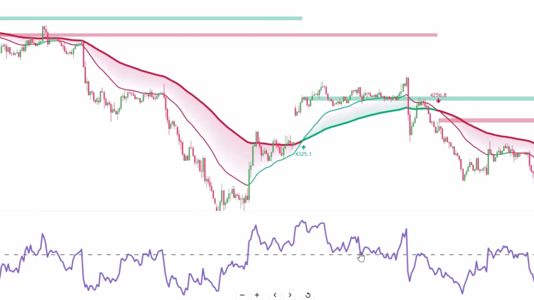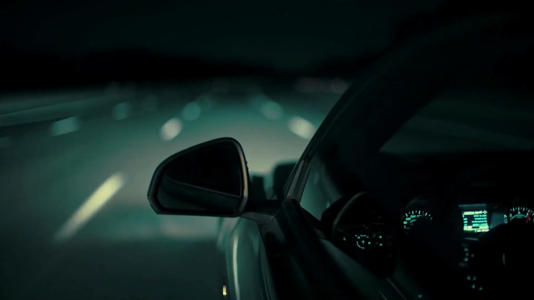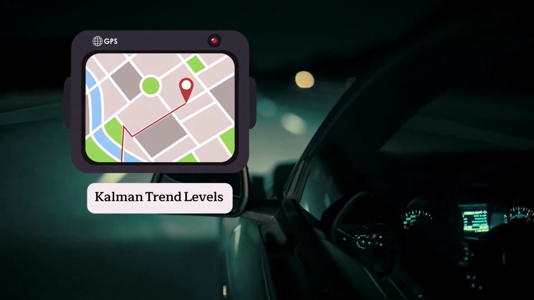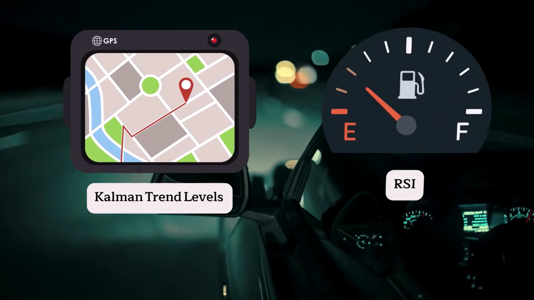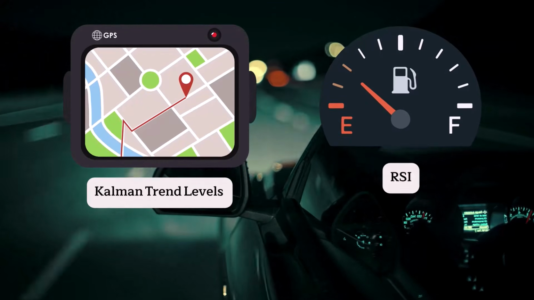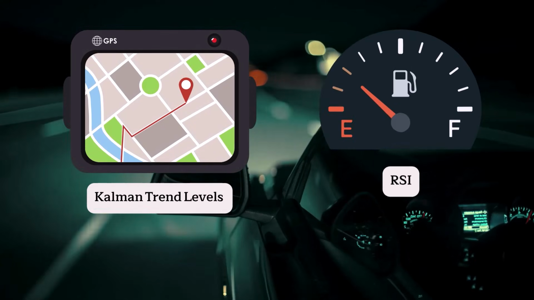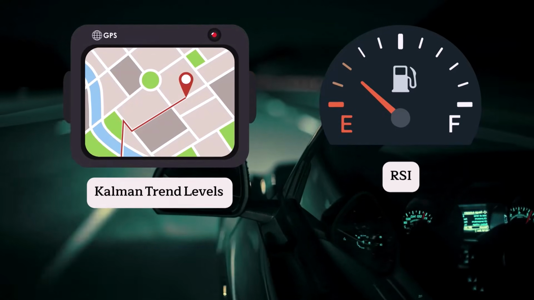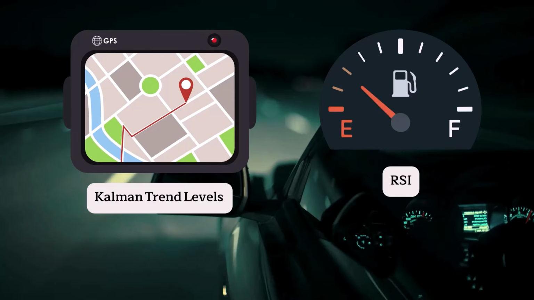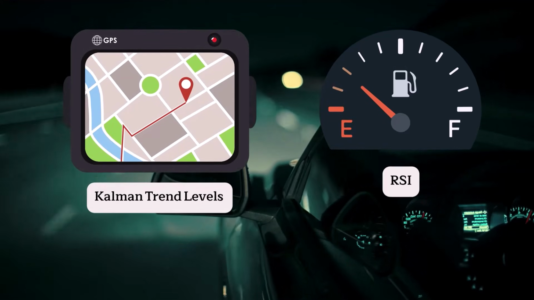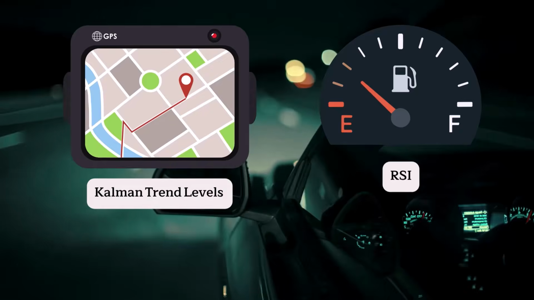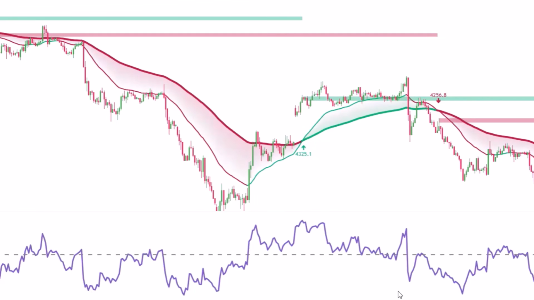Think of it this way. Imagine you are driving on a highway. The Kalman Trend Levels are like your GPS. They show you the correct road to follow, but knowing the road isn't enough. You also need to know whether your car has enough power to keep moving forward. That's the RSI. It measures momentum. It tells us whether buyers or sellers have enough strength to continue the move after a pullback. Instead of taking every Kalman signal, we only enter trades when both the trend and the momentum agree.